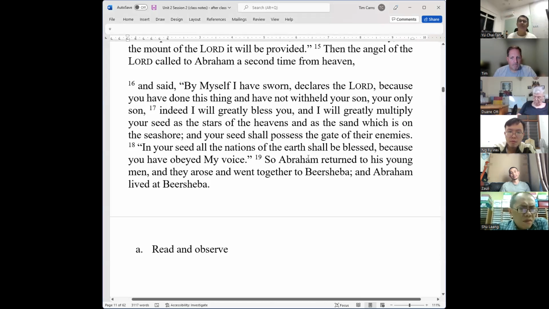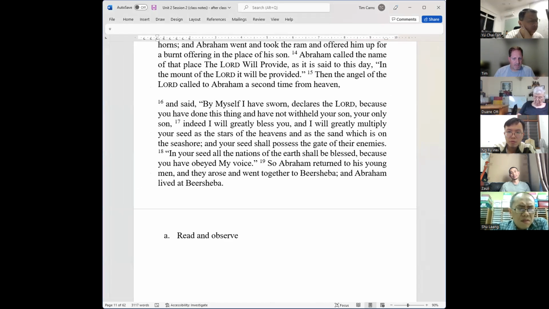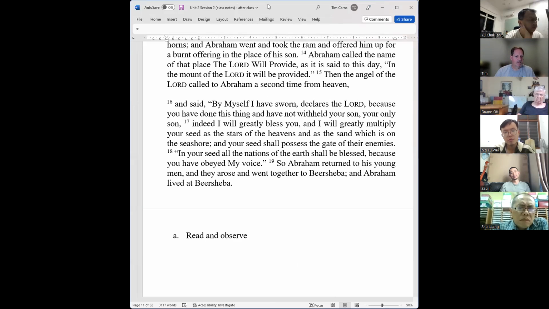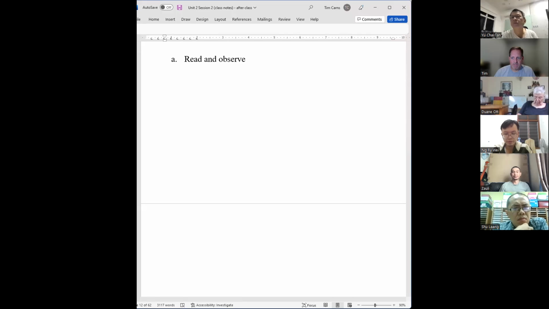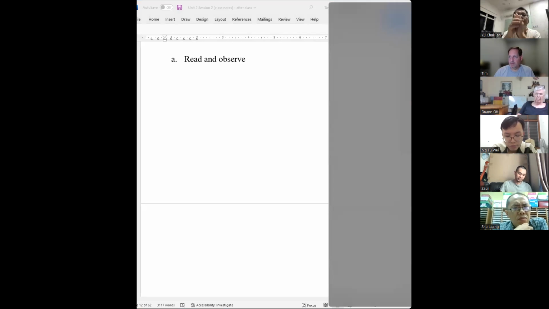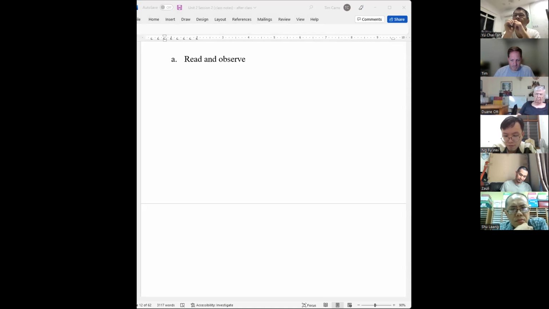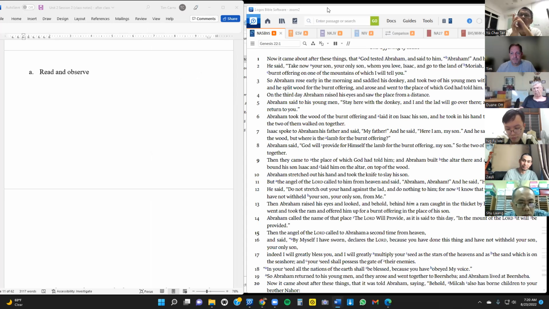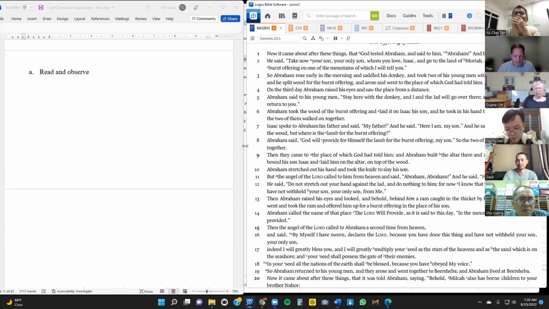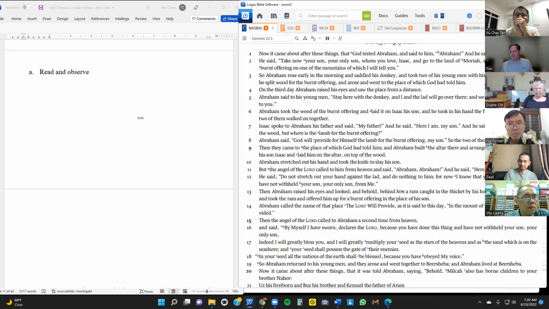Okay, so what I'd like to do is give you some time to make some observations from the passage. Let me see, I'm trying to set this up here. Give me a minute to do this. All right, hopefully you guys can see. I've got the text on one side, the whole story, and then we'll make some observations together.